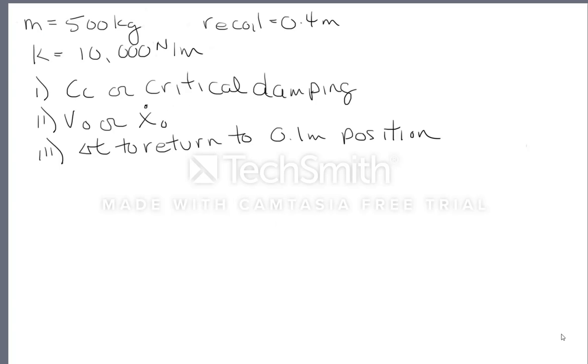So here's a summary of the problem again. We have 500 kilogram mass, we have a 10,000 newton per meter spring, recoil 0.4 meters, looking for the critical damping, the initial velocity, and the delta t to return to the 0.1 meter position. So just to describe exactly again what's happening, it's a terrible graph. Anyway, I think you figure it out.